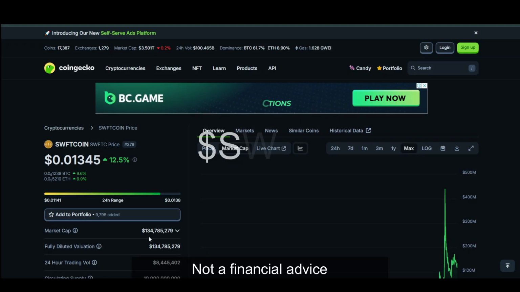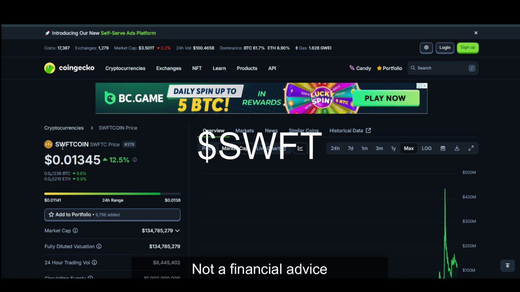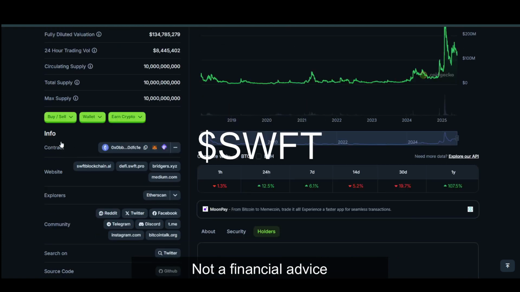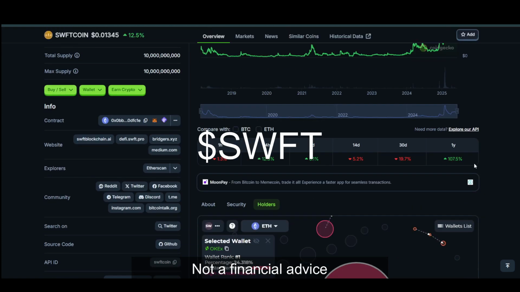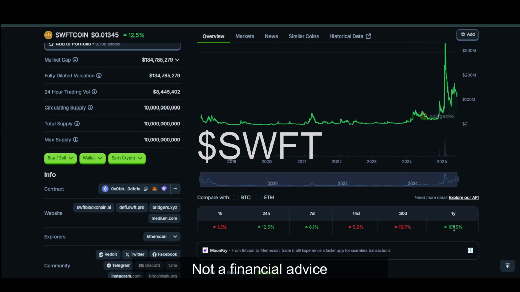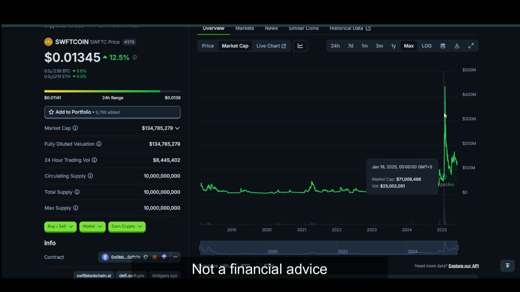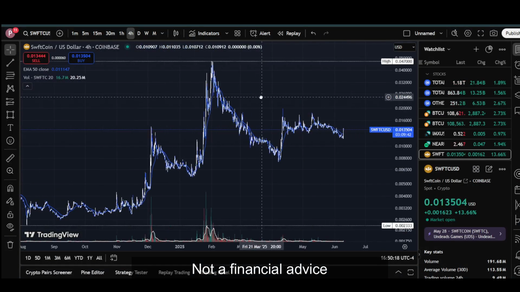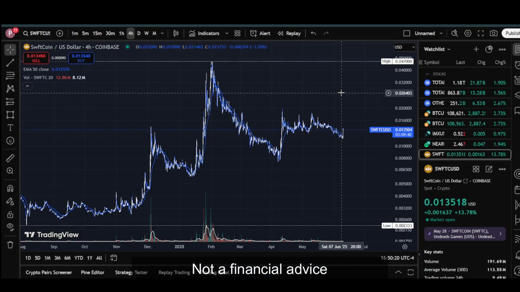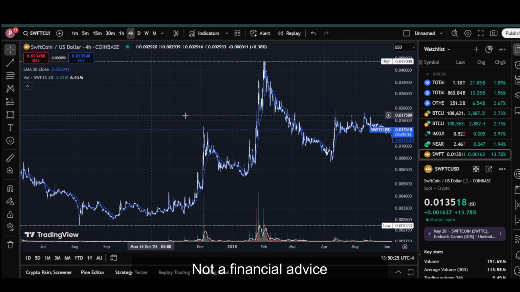So today we are going to look at SWFT coin. It has been one of the best performing coins this year. As you can see here, it is up around 100%, which is a lot. And as you can see here, it had a massive pump, and as of now, I think it's in recovery and it can actually go higher. So we'll talk about the price action in just a second. And if you are only interested in price action, you can just scroll to the end.